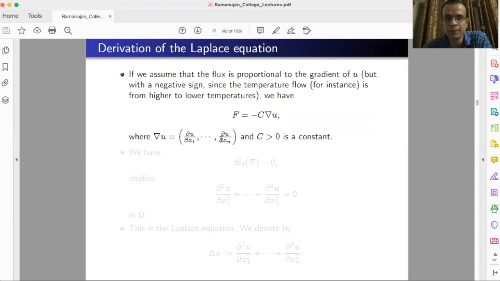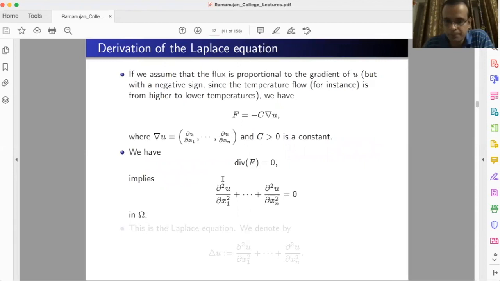Now you see that since we have that the divergence of F is equal to zero, if I substitute F equal to minus C gradient of U, then what do we get? The divergence of F has one more derivative, so we actually get a second derivative, and it's quite easy to see that we arrive at the following equation: d square U dx1 square plus all the way up to d square U dxn square is equal to zero in omega.